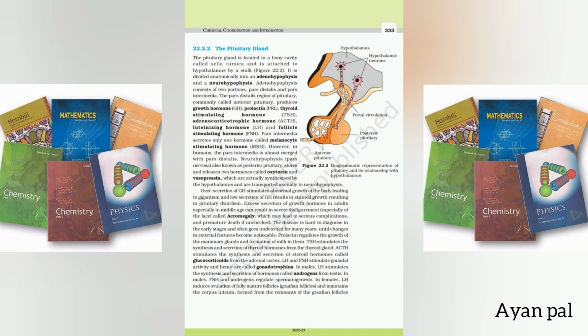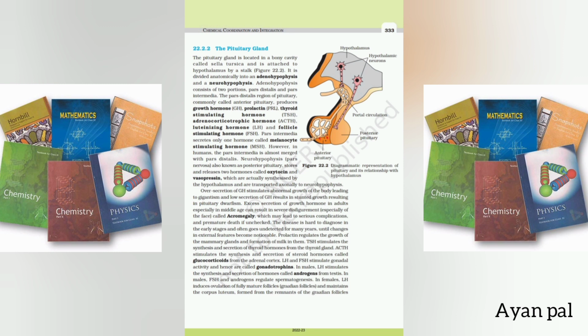The disease is hard to diagnose in the early stages and often goes undetected for many years until changes in external features become noticeable. Prolactin regulates the growth of the mammary glands and formation of milk in them. TSH stimulates the synthesis and secretion of thyroid hormones from the thyroid gland.